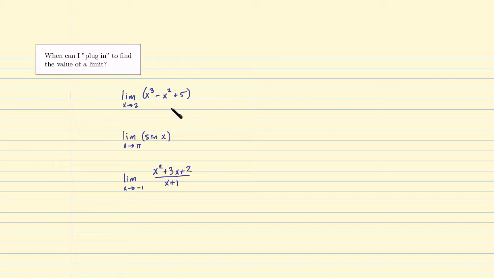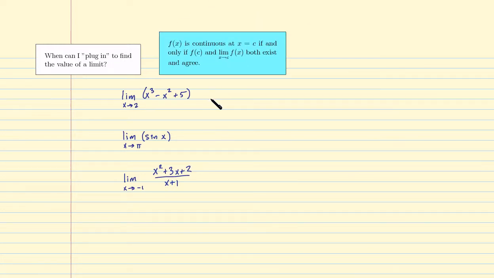And what lies at the heart of being able to do that is the notion of continuity. If we know that a function is continuous at a specific point, let's call it x equals c, then we know that f of c, so that's the value we get out when we just plug in c, and the value of the limit as x approaches c both exist and agree in value. So if I want to know the value of the limit, I just need to figure out the value of f of c. And finding that is easy. I just plug in c.